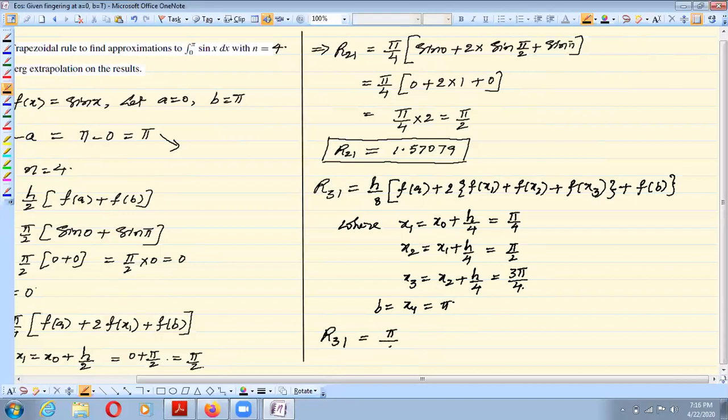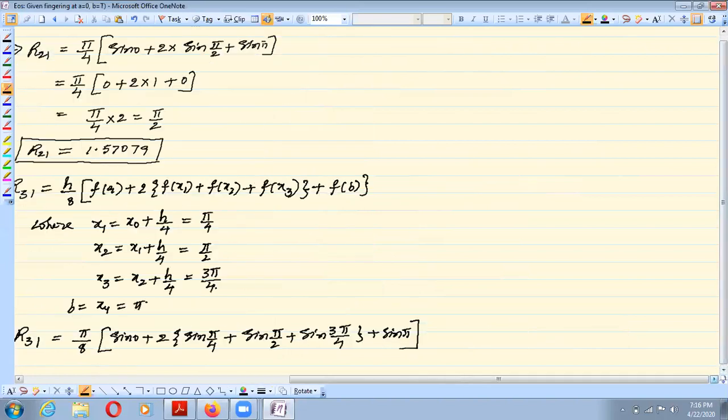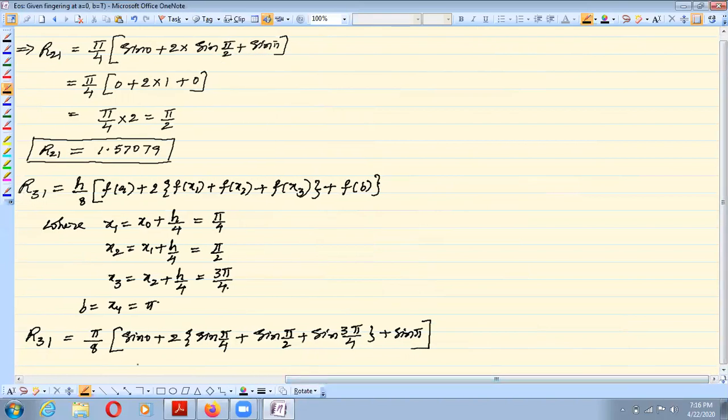H value pi by 8, f of a is sine 0 plus 2 into f of x1, x1 means pi by 4, sine pi by 4 plus sine pi by 2 plus sine 3 pi by 4. Finally plus sine pi. Okay, you can continue in this one.